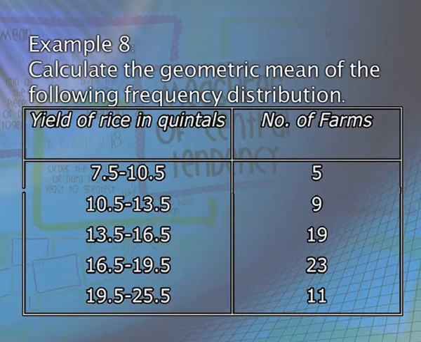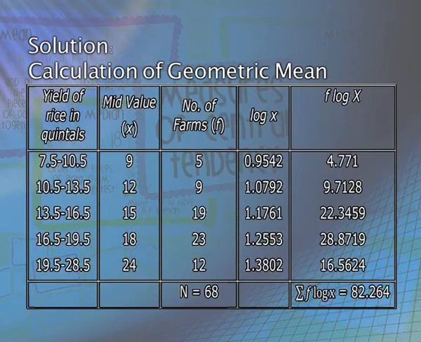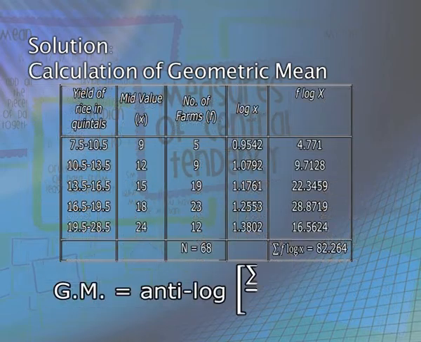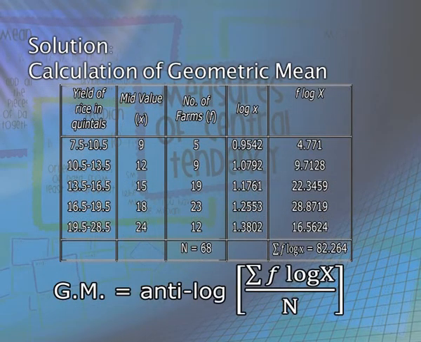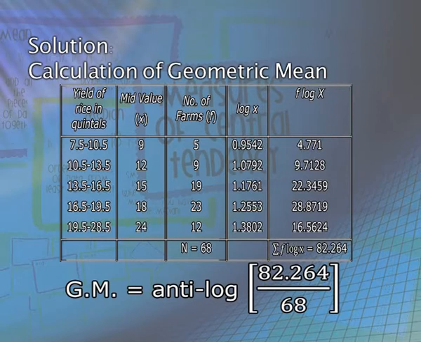Now let's come to the next example. Calculate the geometric mean of the following frequency distribution. So let's see the solution. We are doing the calculation of geometric mean by using this table. Then we have geometric mean is equal to antilog of sigma f log x by N. So this is the formula we have. Now we are putting up the values here. GM is going to be the antilog of sigma f log x. So sigma f log x we have calculated is 82.264 and we know capital N is 68.